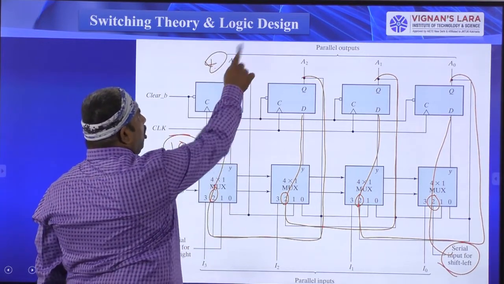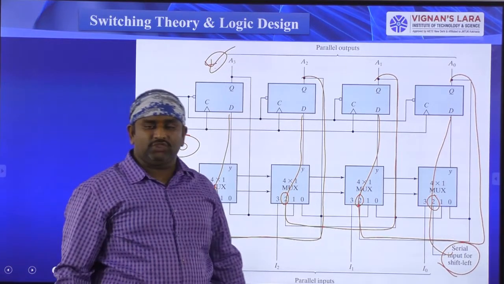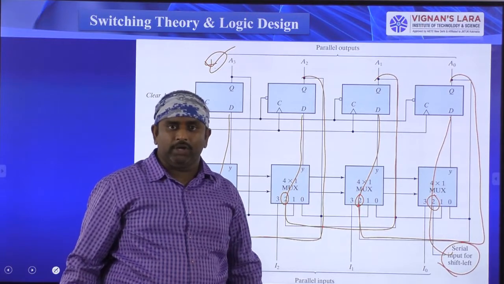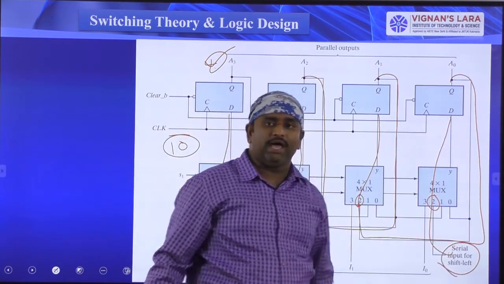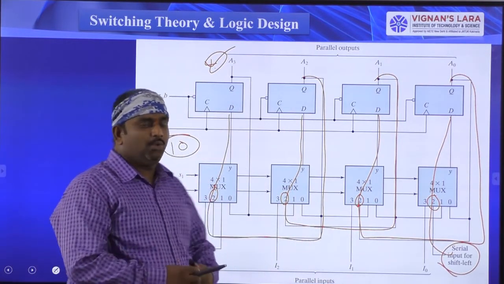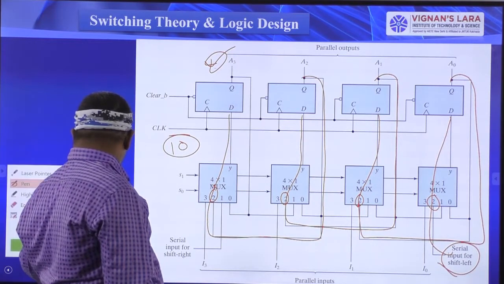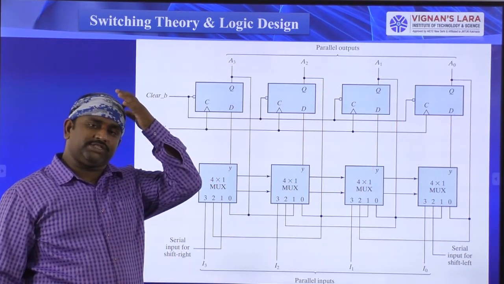You can connect the output of the left shift register at A3. At the place of the first mux input, you have to give the data. So this is the 1-0 configuration.